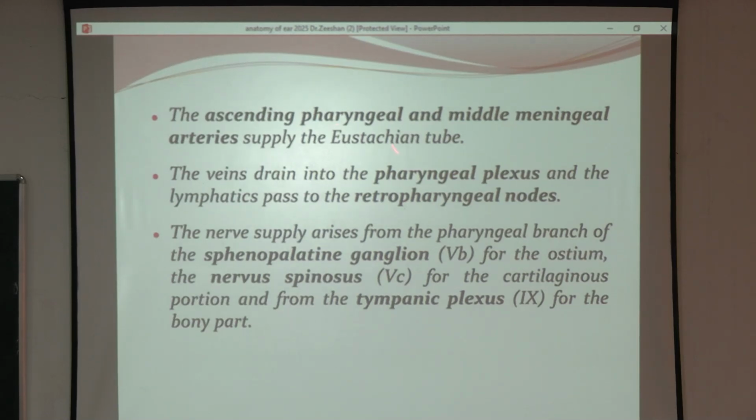Blood supply: ascending pharyngeal and middle meningeal arteries supply the Eustachian tube. Veins drain into the pharyngeal plexus. Lymphatics go to the retropharyngeal node, and nerve supply is by the pharyngeal branch of sphenopalatine ganglion for the ostium, and the nervus spinosus for the cartilaginous portion and the tympanic plexus for the bony part.